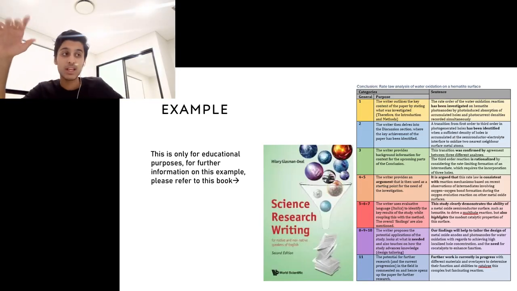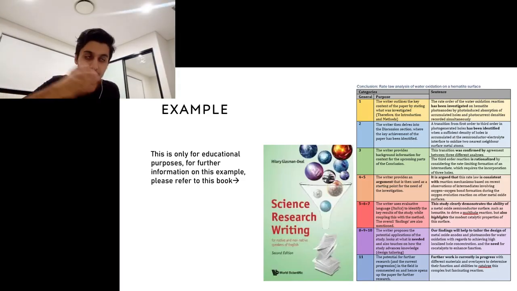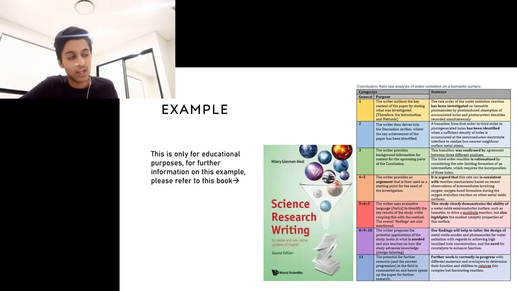Now you want to look at some potential applications. That's what they've done here. Our findings will help tailor the design of metal oxide anodes for photocatalysts to enhance function. So what does this paper do? How does this paper impact the field or the industry that you're in? Finally, the potential for further research: future work is currently in progress with different materials and ways to determine the function of each catalyst complex, a fascinating reaction. So you end off on a positive note and you comment on the direction of the field, of where the field is headed.